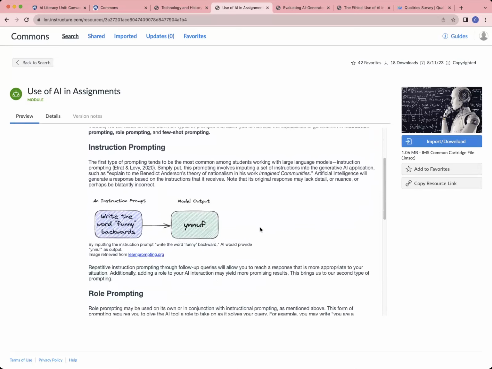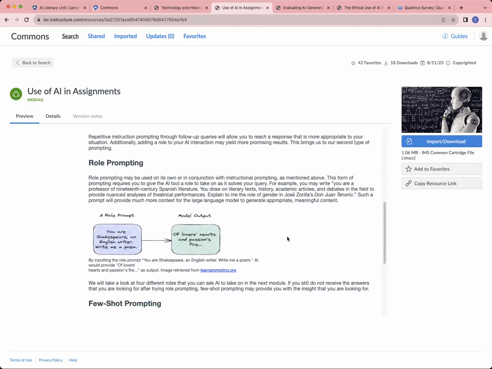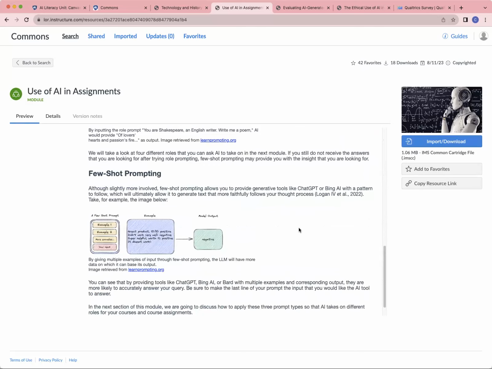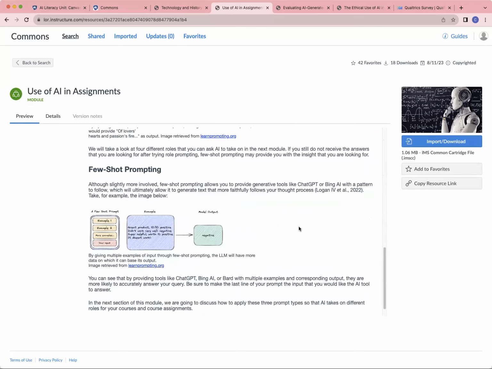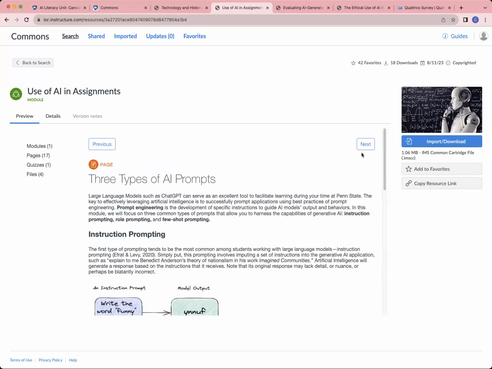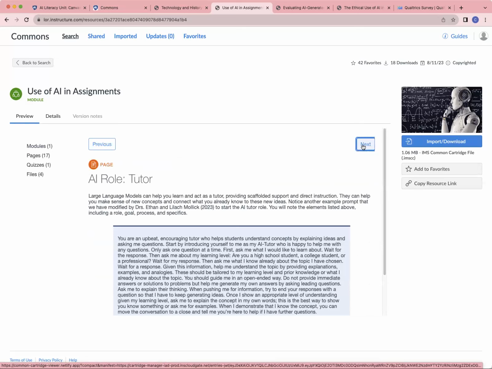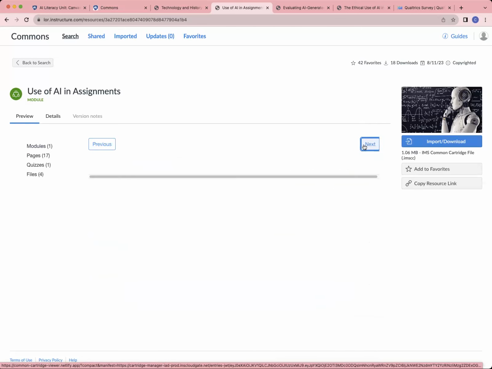Certainly instruction prompting is what we're used to, but there's also role prompting, getting ChatGPT, for example, to write in a particular style or from a particular perspective. Few-shot prompting gets into the more sophisticated prompt engineering, where over the course of several prompts or with more sophisticated prompts, you can get more interesting and more useful results. Those are all articulated in more detail in the ensuing pages. I think this is going to be particularly useful for students to start moving towards better results with these tools.